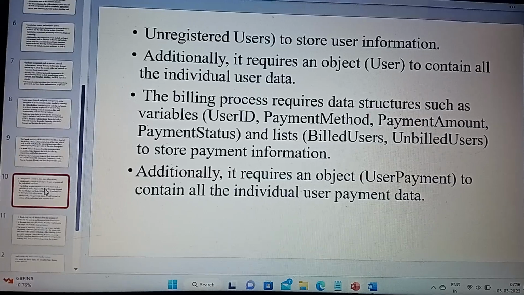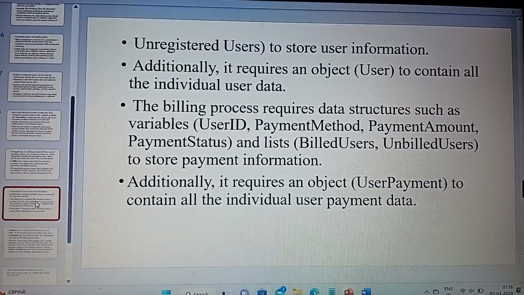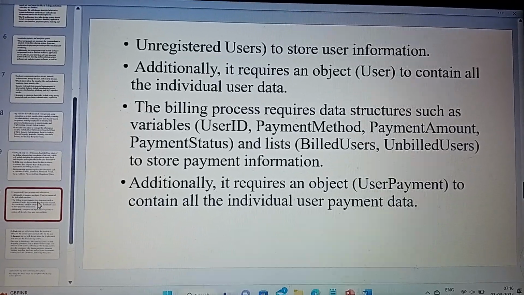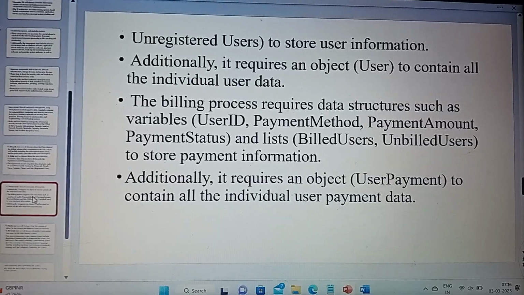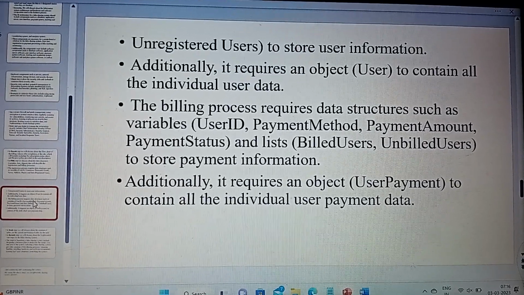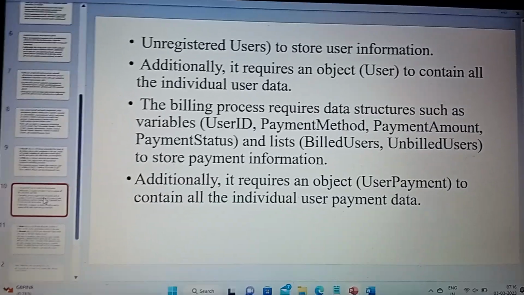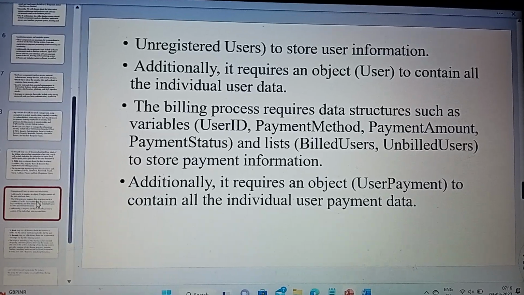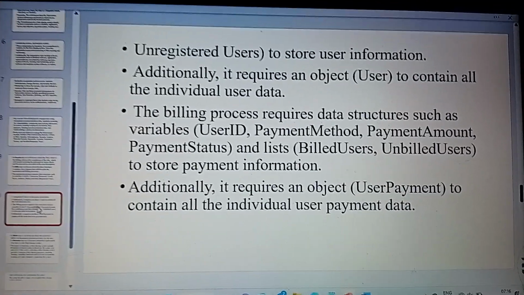The billing process requires data structures such as variables, user ID, payment amount, and payment status, and lists of billed users and unbilled users to store payment information. Additionally, it requires an object, user payment, to contain all the individual user payment data. These all belong to the billing process. In this, we mainly discussed the registration process and billing process and the data structures used in both.